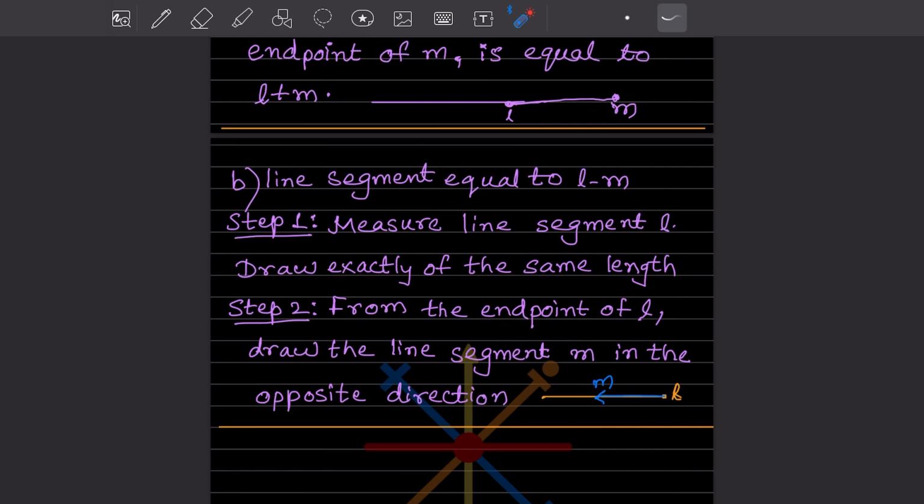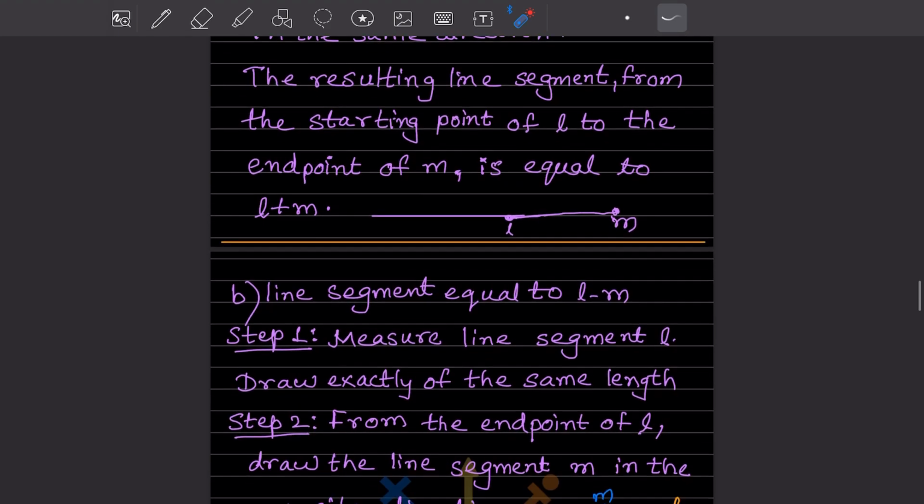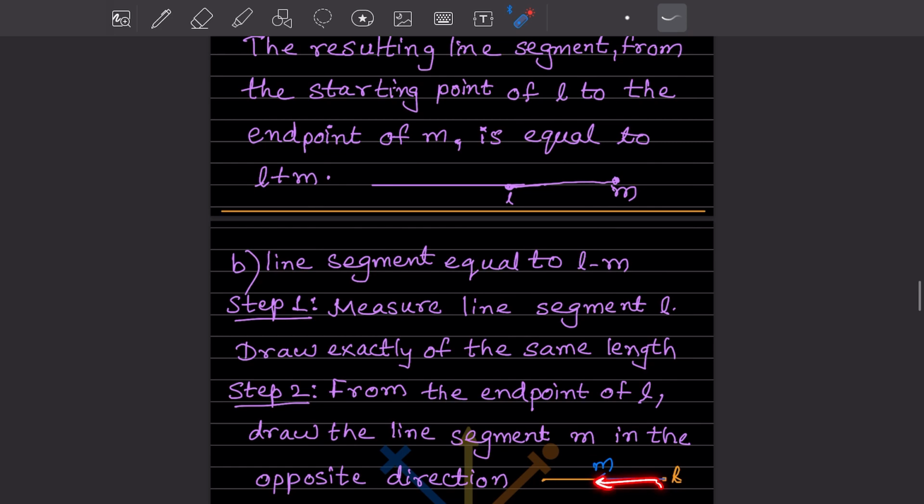Line segment equal to L minus M. So now you are going to measure the line segment L, and draw exactly the same length. Then what will you do? From the end point of L, from this end point, you will draw the line segment M in the opposite direction. So first you measure this M and you will come in the opposite direction. So this shows the M.